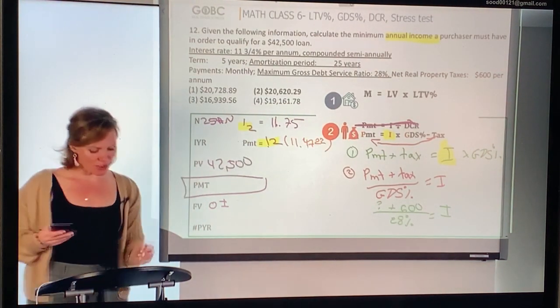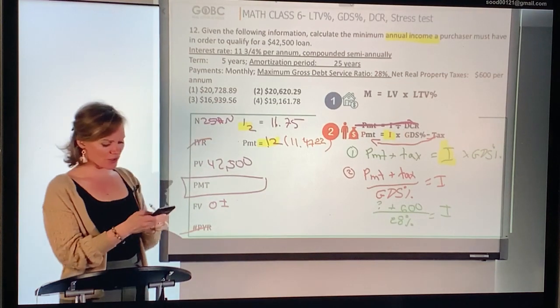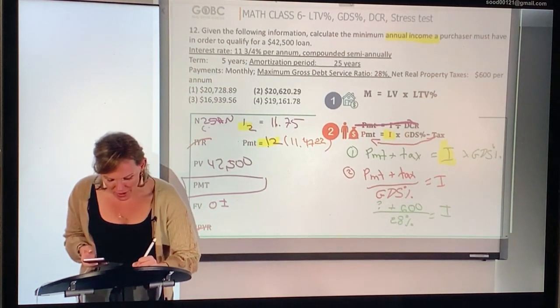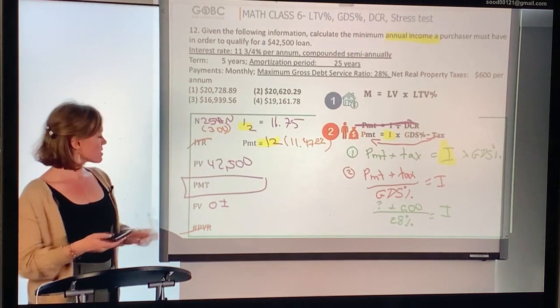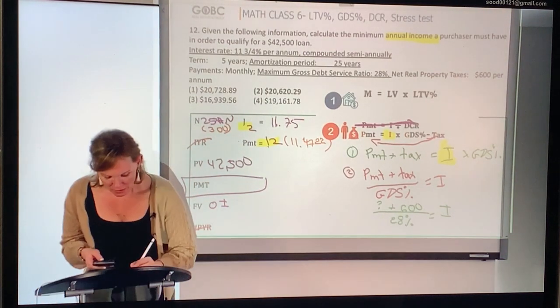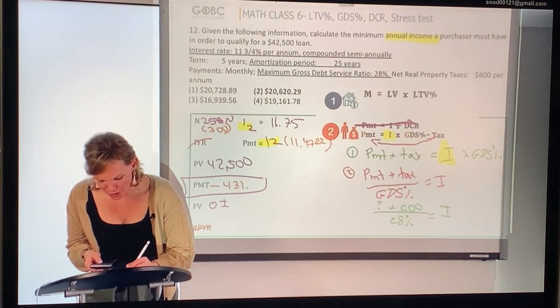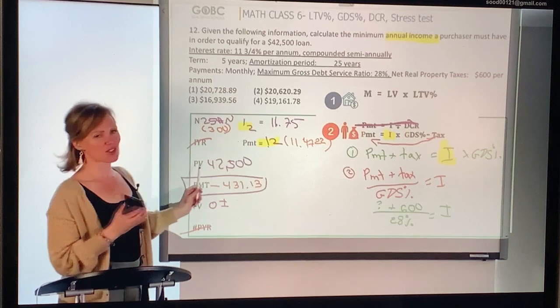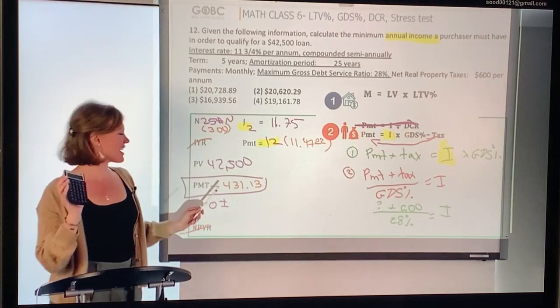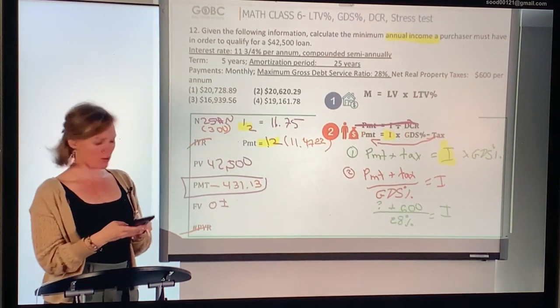So far, so good. Cross off by P/YR. And 25 years. So when you do 25 shift N, it'll come up as 300 in there. That's good. PV is 42,500 PV. 0 plus minus future value. And then press payment. My payment came up as a negative 431.13. Okay, that's what I got for my payment. Because we found the payments using our formula, we have to increase it to the next highest cent. So the next highest cent is 431.14.